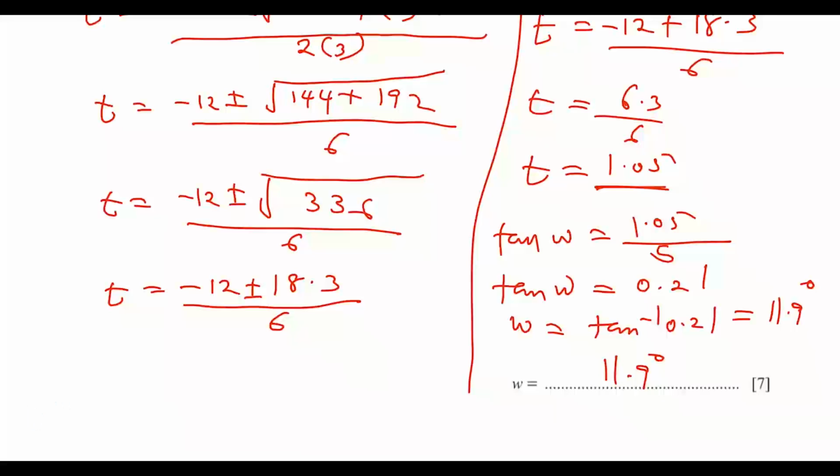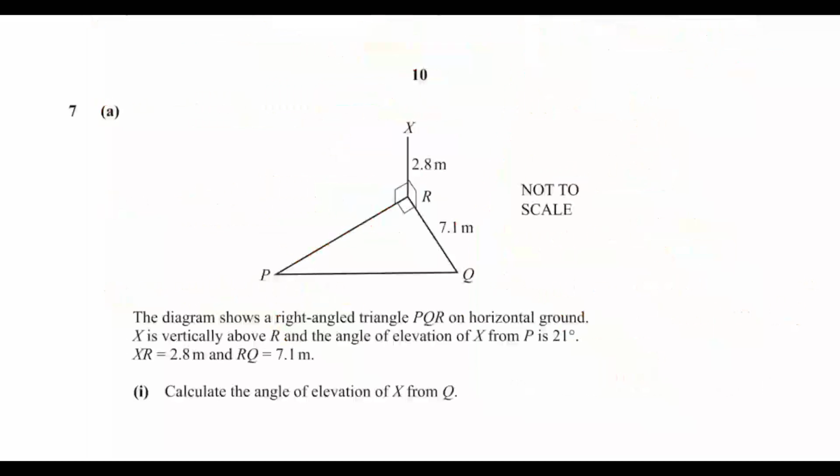So we need to go to the next question. That will be question 7. The diagram shows a right-angled triangle PQR on horizontal ground. X is vertically above R and the angle of elevation of X from P is 21 degrees. XR equals 2.8 meters and RQ equals 7.1 meters. Calculate the angle of elevation of X from Q.